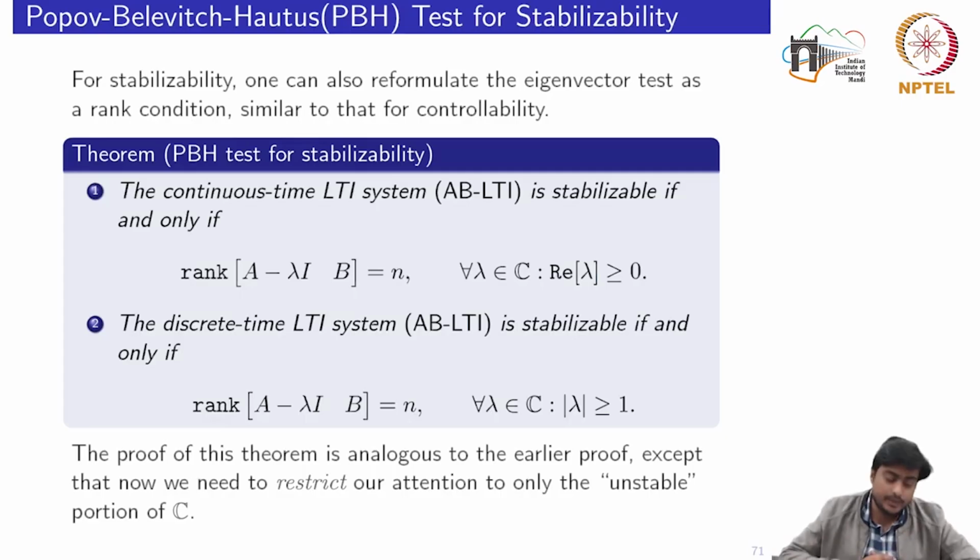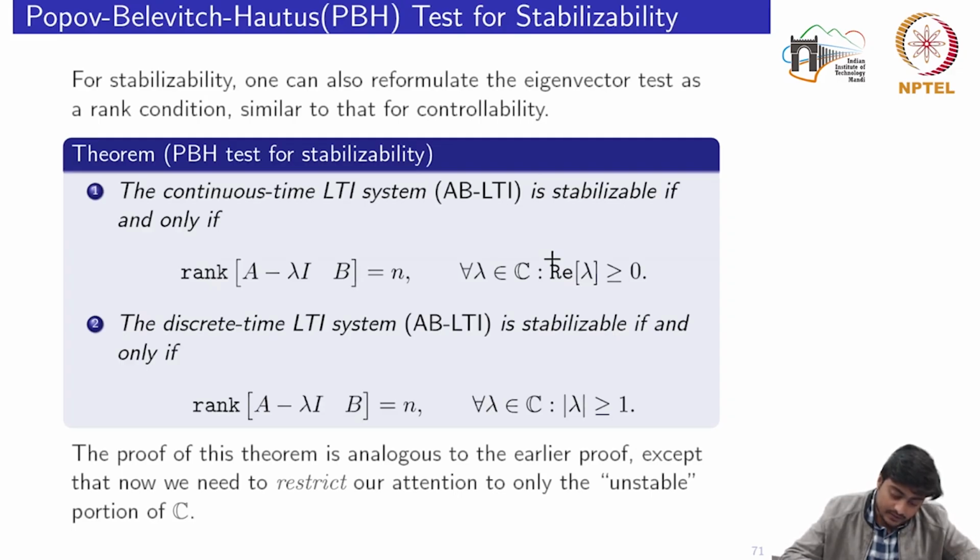So the next test is the PBH test, which is the Popov, Belevitch and Hautus test for stabilizability. For stabilizability, one can also reformulate. In fact, this is what we have defined as the PBH test, an elegant restatement of the eigenvector test: the continuous time system is stabilizable if and only if this rank condition is satisfied for all lambdas belonging to the set of complex numbers such that the real part of lambda is greater than or equal to 0. Right?